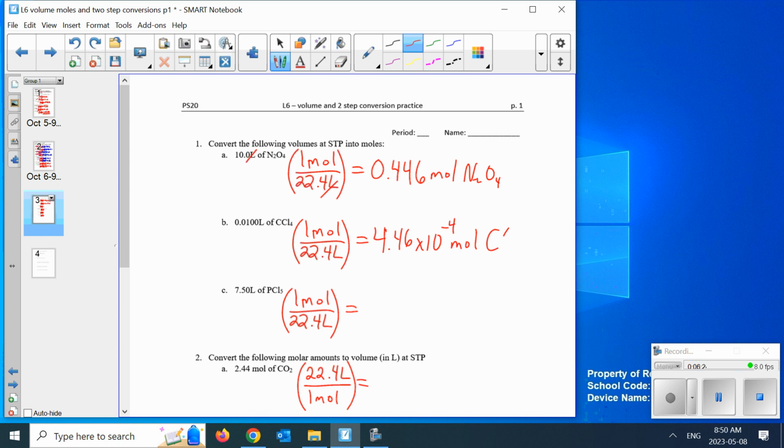That's going to be moles of CCl4. This is the exact same answer as 0.000446. That's what you had? Either answer is 100% correct.